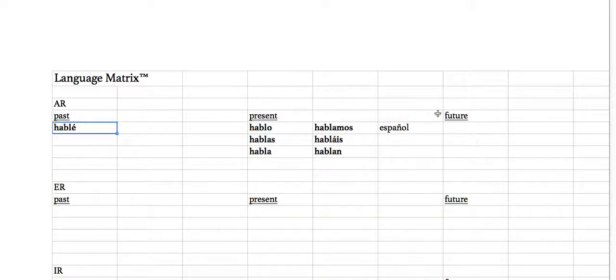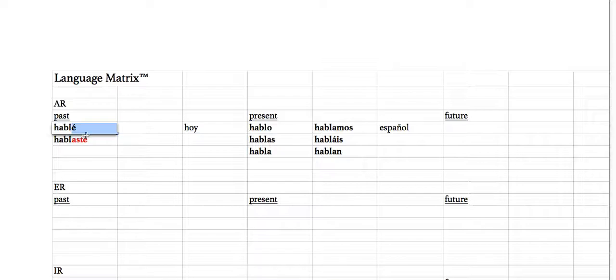So I spoke Spanish. Let's keep using this. Hablé español. I spoke Spanish today. It would be hablé español hoy. Did you speak Spanish today? Would be hablaste español hoy? Sometimes I color these endings too, but instead of taking a lot of time to color everything, it's everything other than the stem, right?